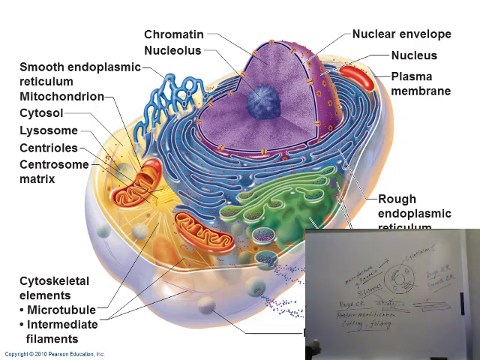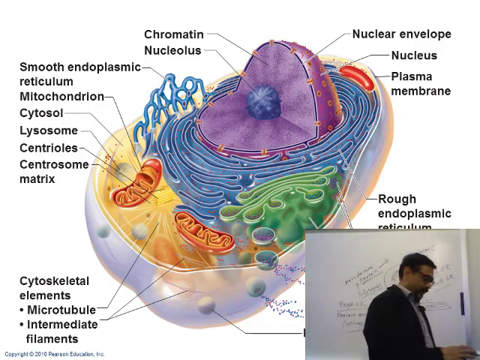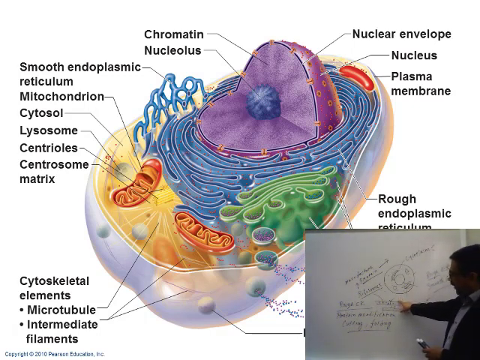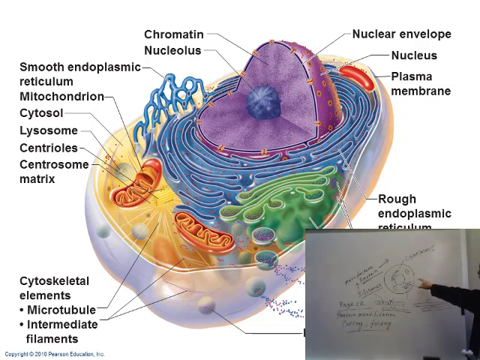Okay, so that is the processing of the proteins. Then rough ER sends the protein to another organelle, that's the Golgi apparatus. So from the rough ER, protein goes to the Golgi apparatus, and Golgi apparatus does what? Packaging of protein.